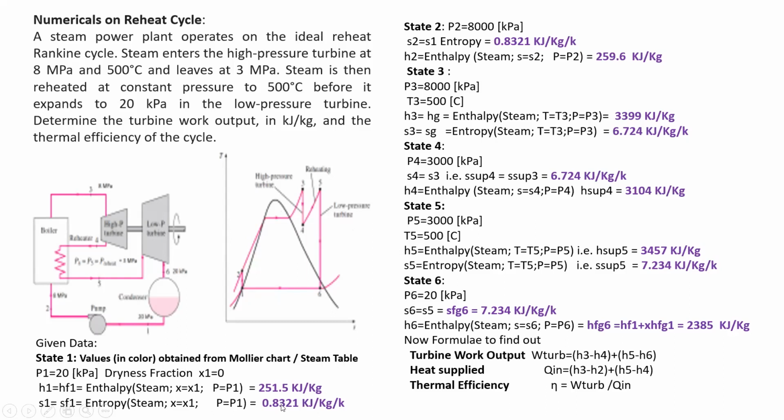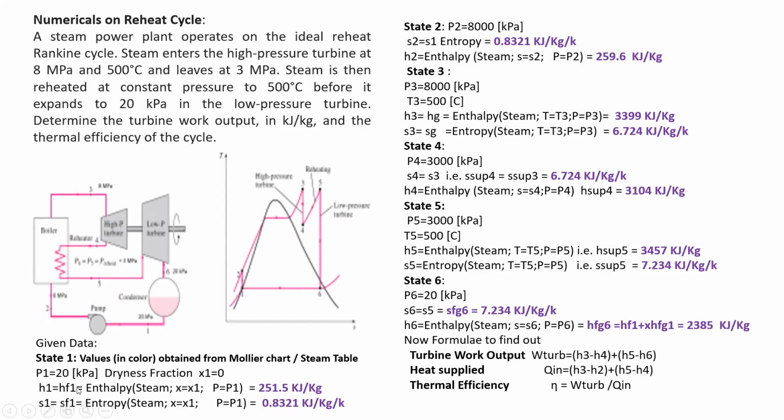Values in color are obtained from the Mollier chart. So whatever they have colored here are either obtained from the Mollier chart or the steam table. And I had told you, a minimum of 2 points must be known to define the state of the system.